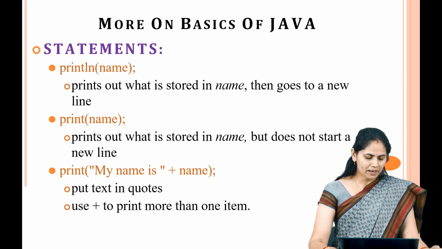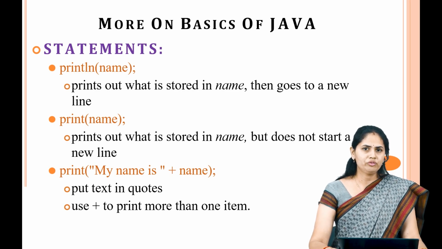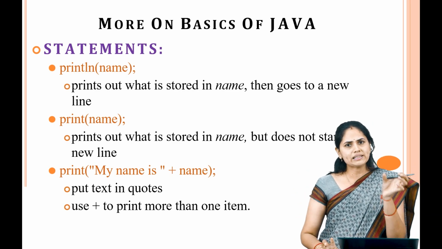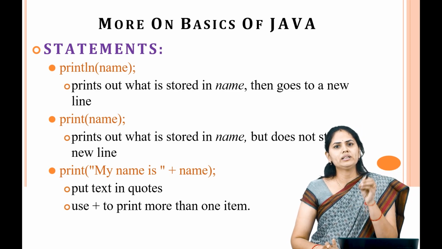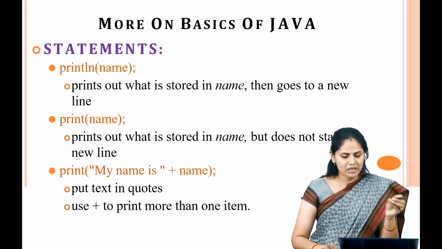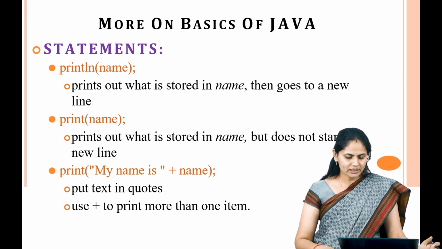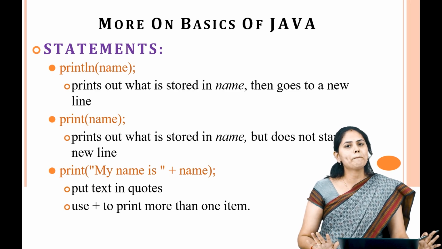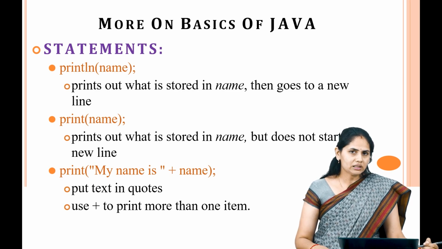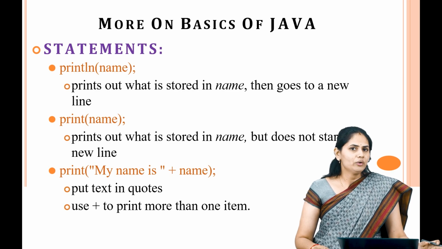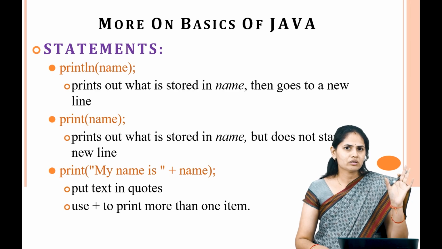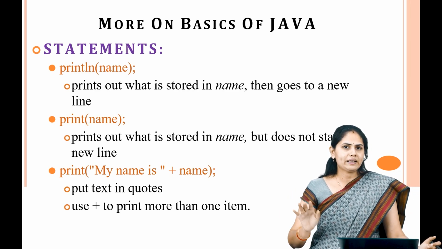Then in the second example, the simple print function, within the brackets name is written. Here also we do not have any double quotes. It means name is a variable, and whatever value is stored inside name will be printed on the screen. But it will not start a new line because we are using print only. Then the third statement: print, within double quotes "my name is", then the quotes close, plus name.